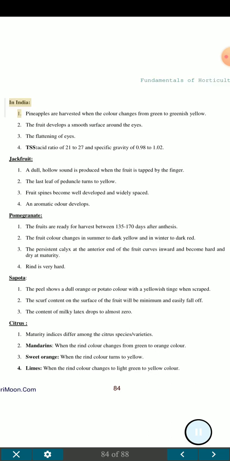In India, pineapples are harvested when: 1. The color changes from green to greenish yellow. 2. The fruit develops a smooth surface around the eyes. 3. The flattening of eyes. 4. TSS acid ratio of 21 to 27 and specific gravity of 0.98 to 1.02.